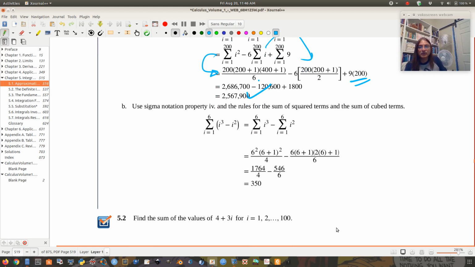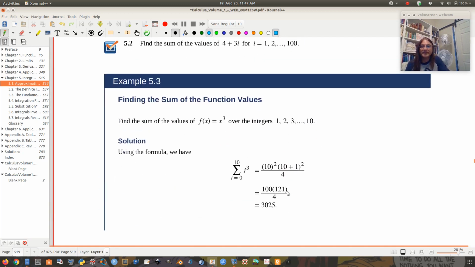Now the next one, you just apply the formula for summing i cubed, which is n times (n plus 1) over 2, whole squared, where n is 6. And then i squared is n times (n plus 1) times (2n plus 1) over 6. Add these and we get the sum. Similarly, if you want to add x cubed from 1 to 10, just apply the formula: n squared times (n plus 1) squared over 2 squared, where n is 10.